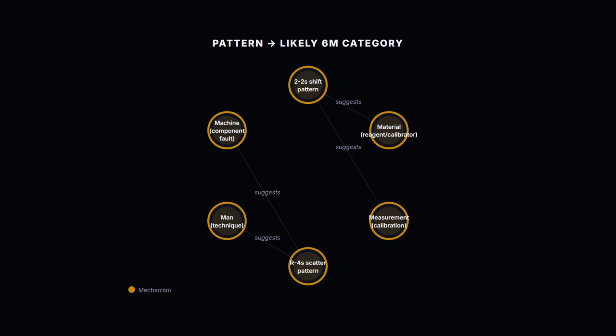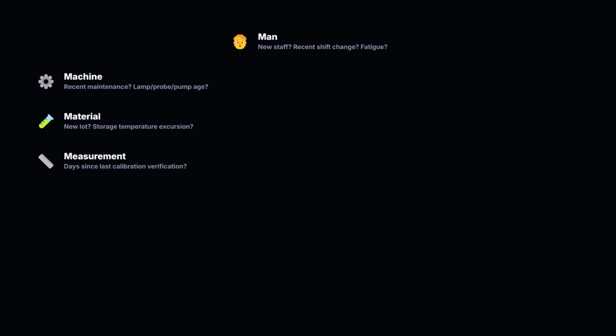Keep a quick reference version of this pinned at the bench because in the middle of an audit or a night shift, nobody wants to brainstorm 6 categories from scratch. A one-line prompt per M is often enough to jog the right memory.